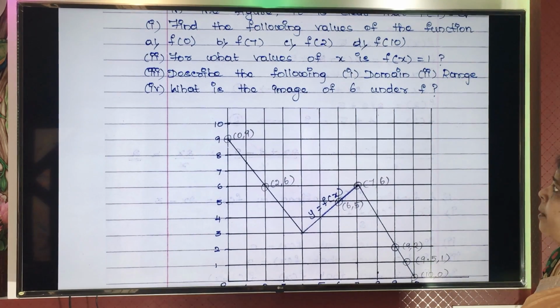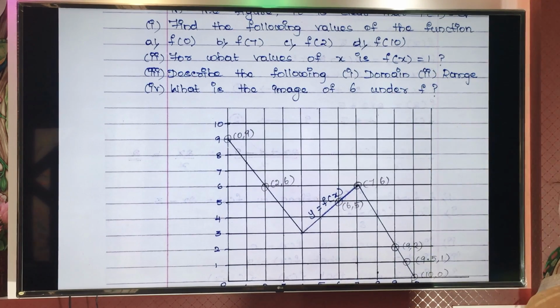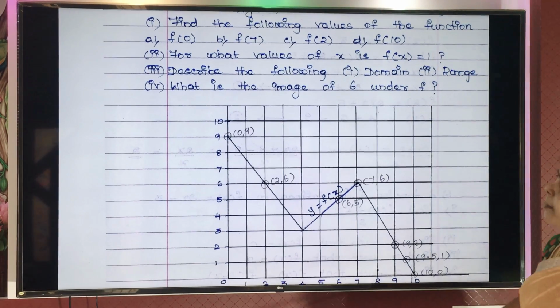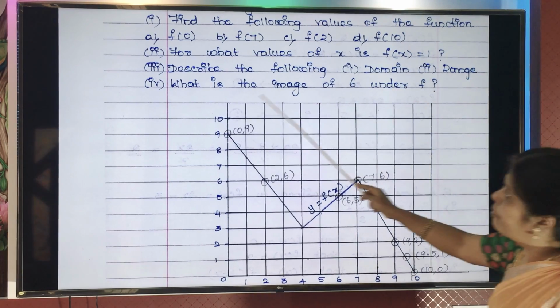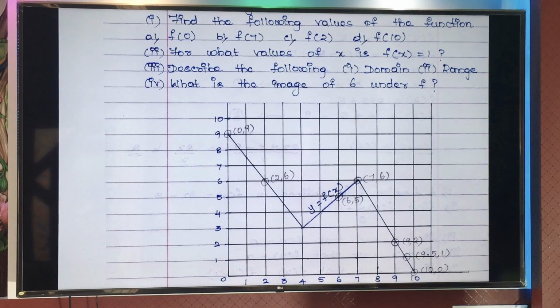This is the first question. For what values of x is f of x equal to 1? So when f of x will become 1? For what value of x will the value be 1? Next we need to describe domain and range. And the fourth question is, you need to find the image of 6.